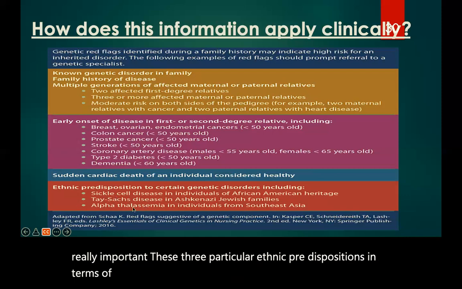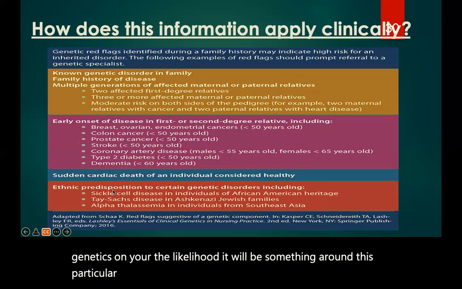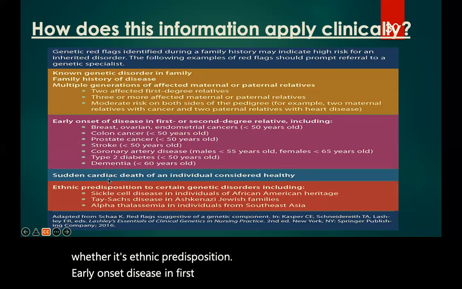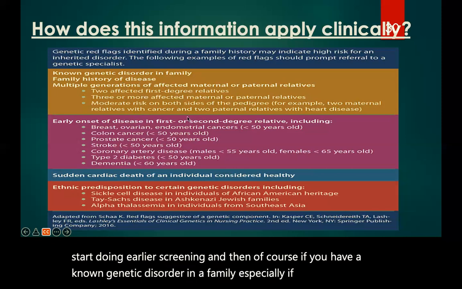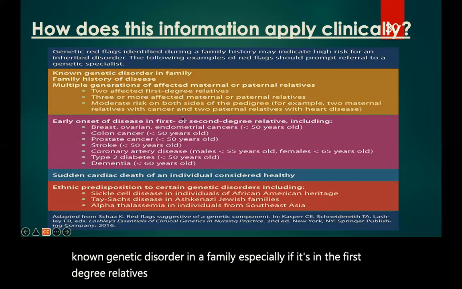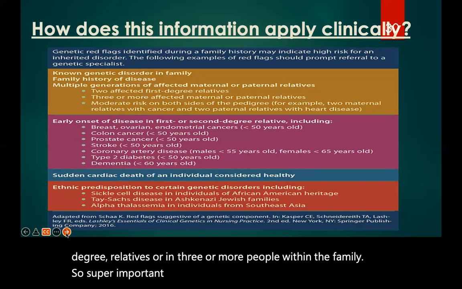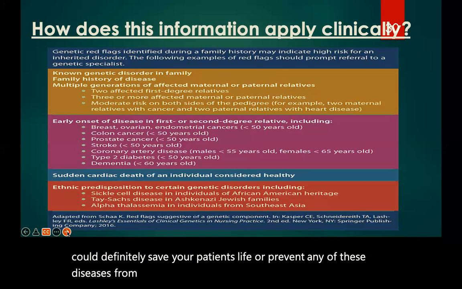I will say, if you're going to get a question on genetics on your boards, the likelihood is it will be something around this particular slide, whether it's ethnic predisposition, or early onset disease in first or second degree relatives, where you have to start doing earlier screening. And then, of course, a known genetic disorder in a family, especially in first degree relatives or in 3 or more people within the family. So super important, guys, because early intervention could definitely save your patient's life or prevent any of these diseases from becoming severe very quickly.